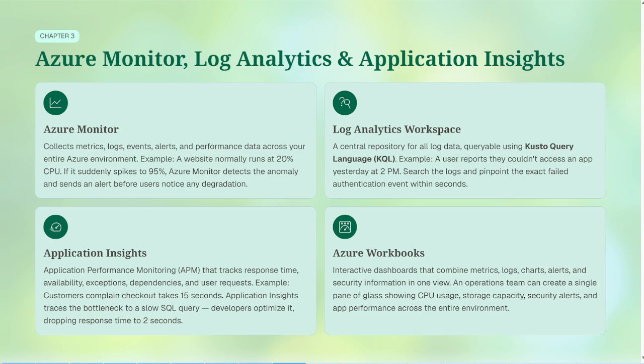Imagine a company hosts an online application on an Azure Virtual Machine. Normally, CPU usage stays around 20%. Suddenly, due to increased customer traffic, CPU usage increases to 95%. Azure Monitor detects this unusual activity. It can automatically generate an alert, notify administrators, and trigger automation actions. The operations team can investigate and scale resources before customers experience slow performance.